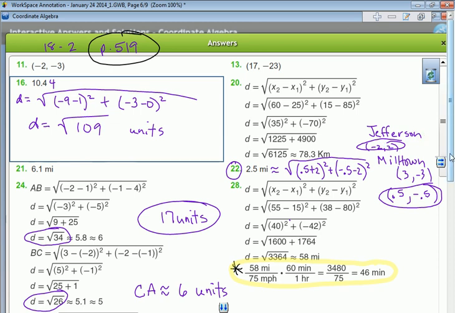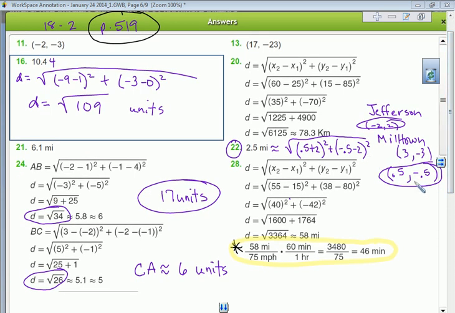All right, 22. You may have just read part of the problem and written down the midpoint. I'm not going to ask you to raise your hand, but you may have stopped at the midpoint. They said a car broke down halfway between Jefferson and Milltown, which would be at the point 0.5 comma negative 0.5. But then they said, how far would the truck have to drive to get there to help the car? Well, the truck was in Jefferson. So we're looking for the distance from Jefferson to that midpoint. And that distance is approximately 2.5 miles.